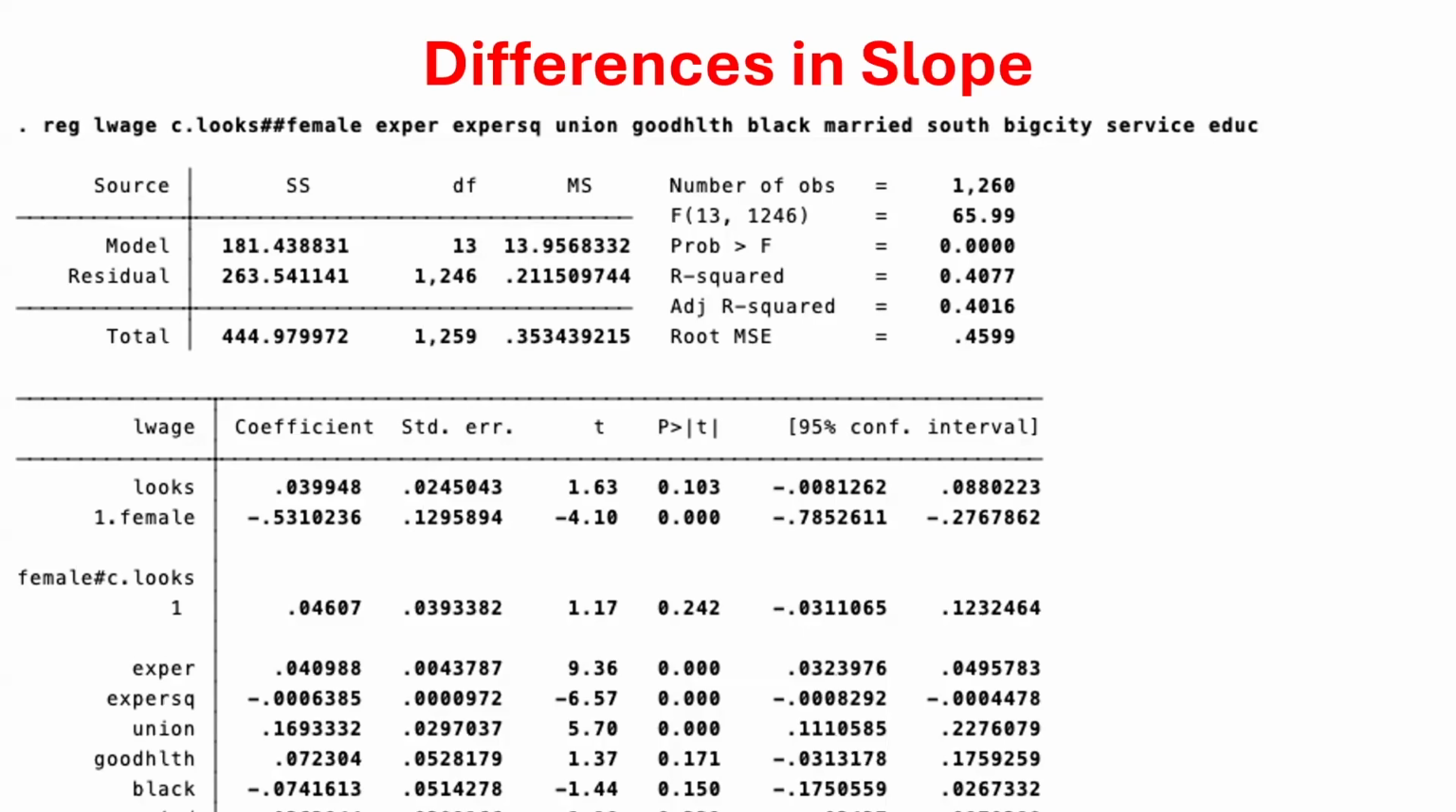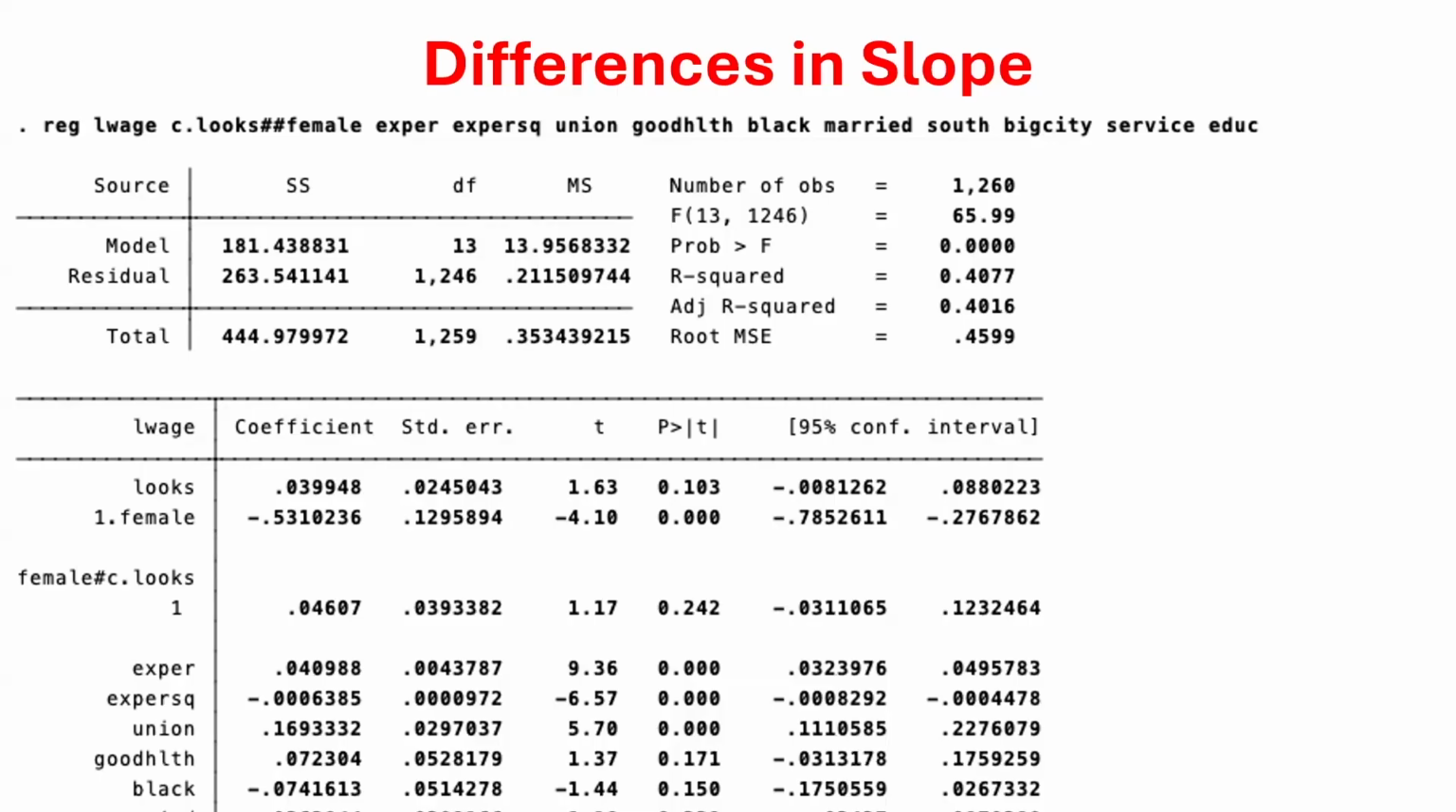Not even close, I shouldn't say. We're pretty far away from our conventional levels. So this is good news, right? Males' and females' wages weren't being treated differently depending on their looks. We don't find a difference in that marginal effect. But if we did, if this p-value were 0.05, then I would have evidence that the looks variable is having an even larger positive effect on female wages compared to male wages.